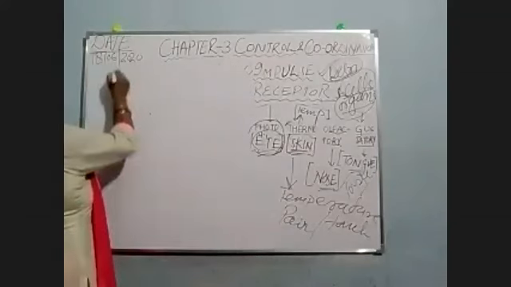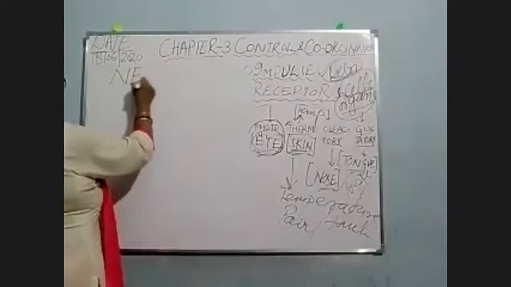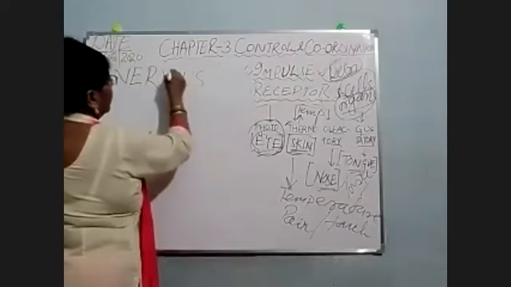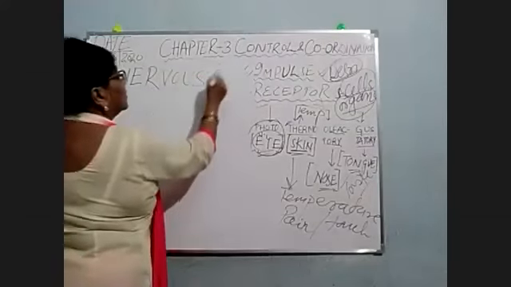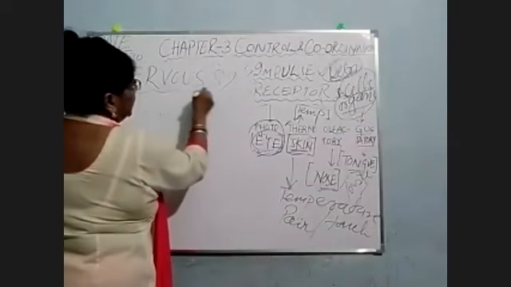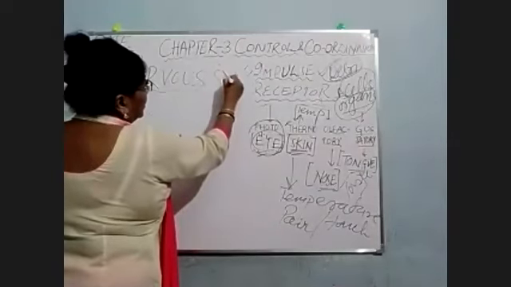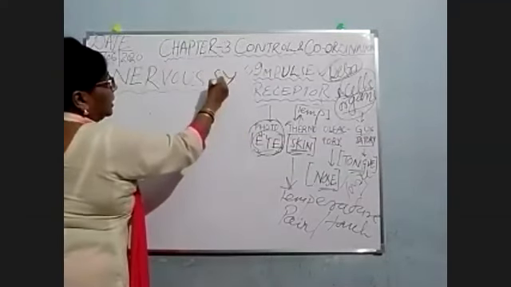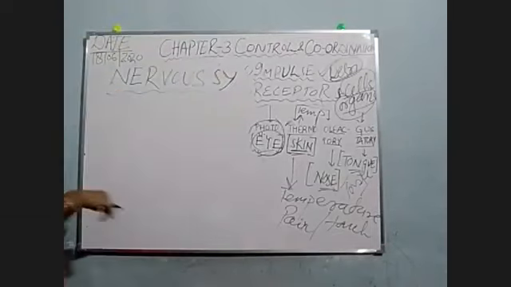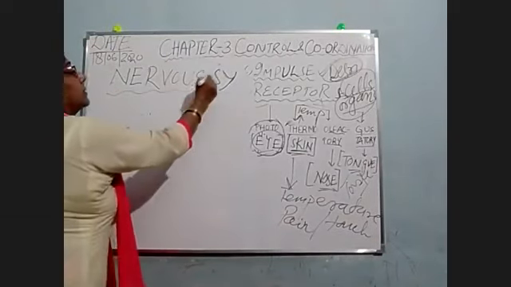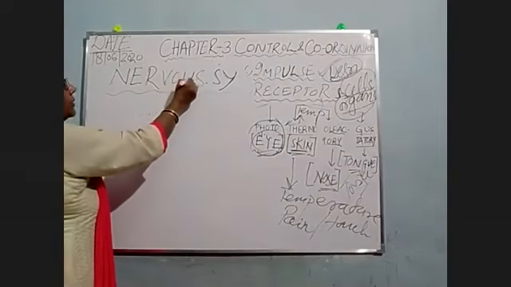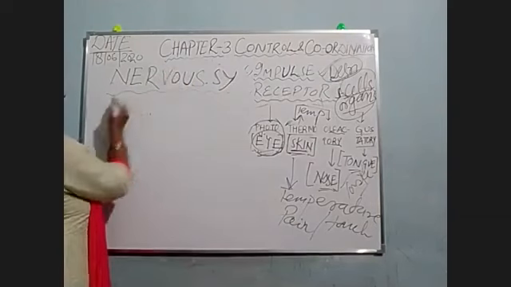Nervous system. If you compare the nervous system, then it is like the class teacher. The class teacher of your class can be considered as the nervous system. This is the main part of our control and coordination. So let me know, what is the functional unit of your body?